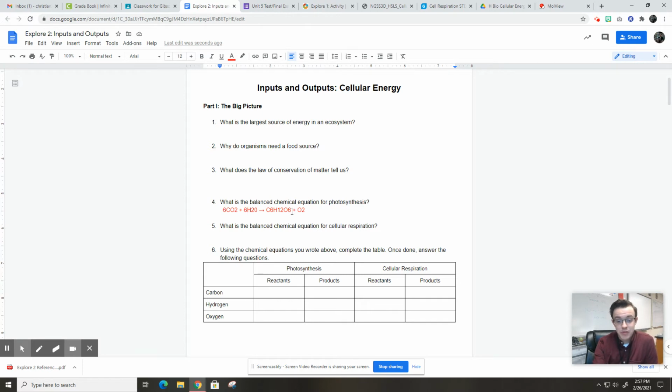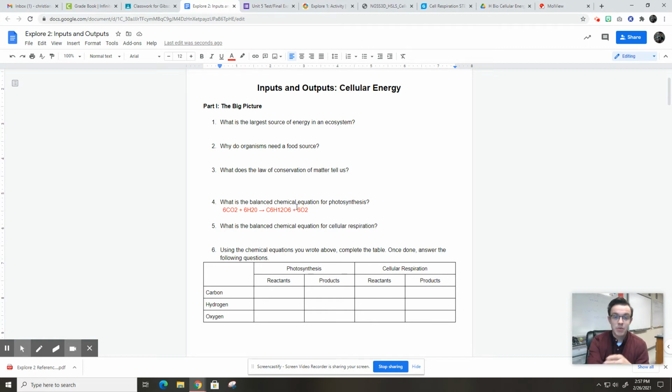We have 6 here and 2 here. That does not equal 18. So if I put a 6 right here, now we have 6 times 2 is 12, plus another 6 is 18. Our oxygens are also balanced. And so the way you would read this equation is: the balanced chemical equation for photosynthesis is 6 molecules of carbon dioxide plus 6 molecules of water yields 1 molecule of glucose, C6H12O6, plus 6 molecules of oxygen.